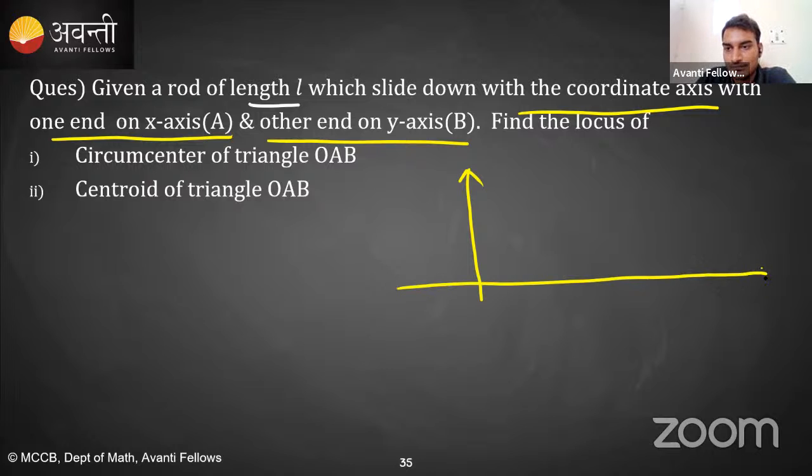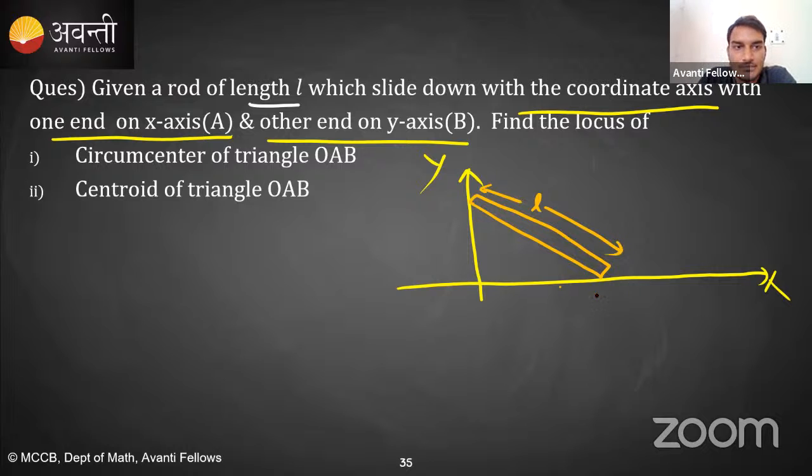What is the situation saying? So this is the x-axis, this is the y-axis. The given situation is saying that a rod whose length is L is sliding down the coordinate axis with one end on the x-axis, another end on the y-axis. Okay, so let's say this is your rod. This is a rod, what is its length? L. Okay, this point is A, this point is B, and this point is O. So this rod is sliding on the coordinate axis. After some time this point will move forward, this point will come a little this way. So some such situation will be coming, right?